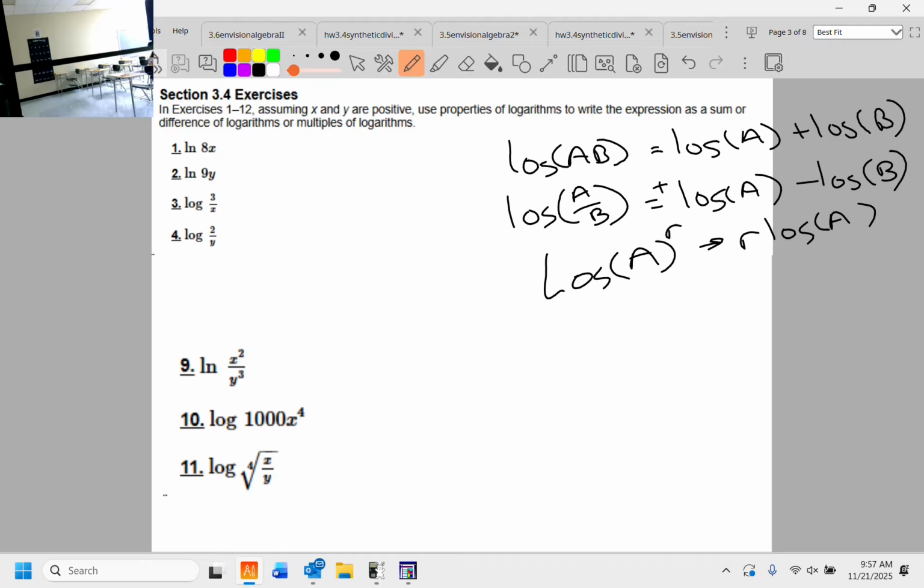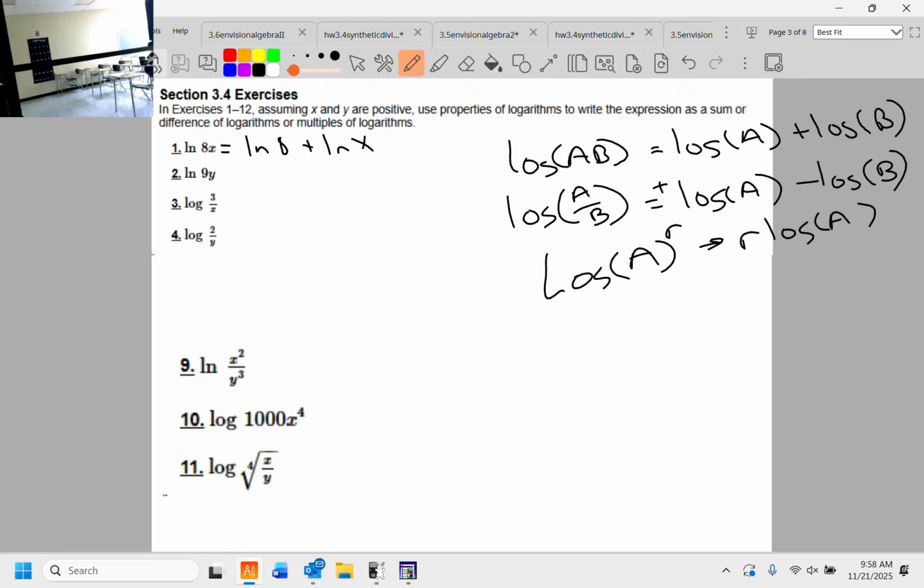But anywho, they want us to rewrite this as sum or difference of logarithms or multiples of logarithms, and try to break these things down just as much as you can. Like on number one, the easy move would be to say it's the natural log of 8 plus the natural log of x. But there's more to be done with that, because you're thinking about logarithms. Logarithms are exponentials. So you need to break those down as far as you can. 8 happens to be a power of something. What is 8 a power of?